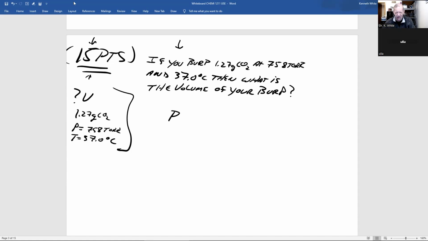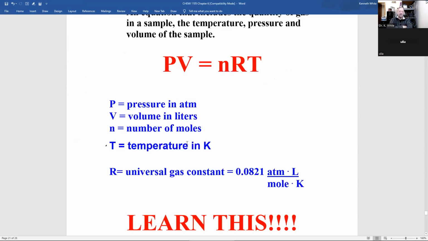use the ideal gas law, PV equals nRT. Now, P is pressure, and let's go to important information, test number 3. P is pressure, but it has to be in atmospheres. You don't have that in atmospheres, so you're going to have to convert it. V is volume in liters, and I'll always give it to you in liters if I give it to you. N is the number of moles, but you have a weight, so you're going to have to convert weight of a compound to moles of a compound.